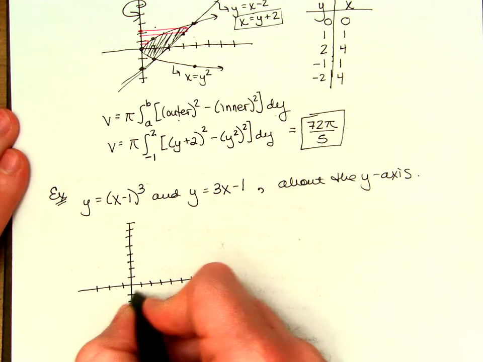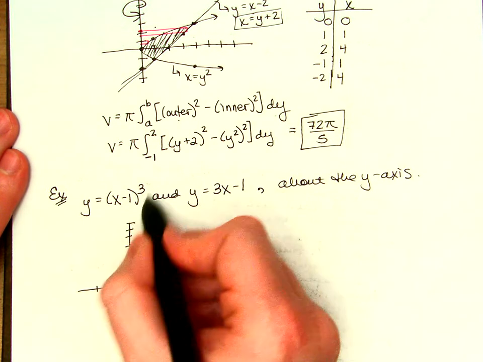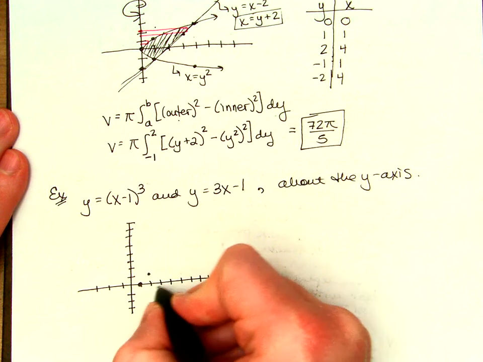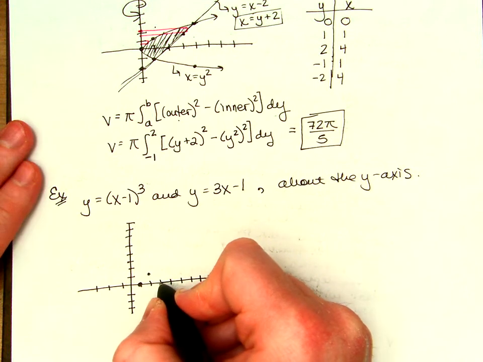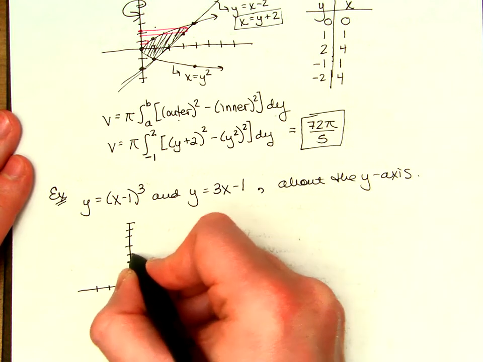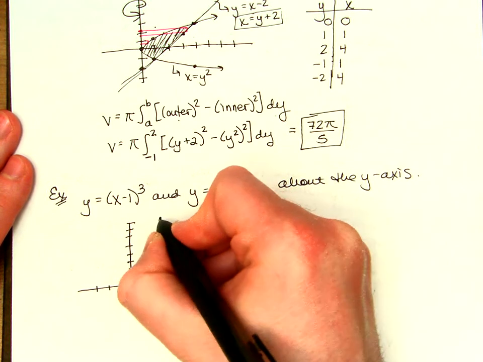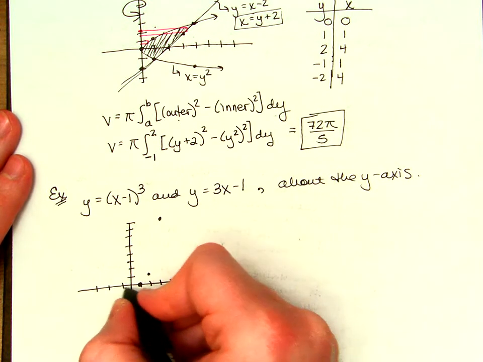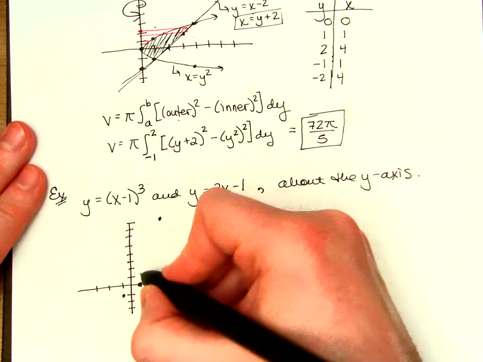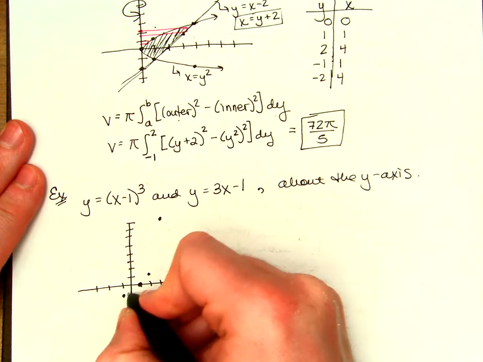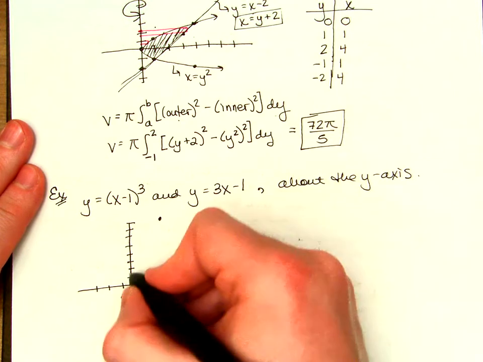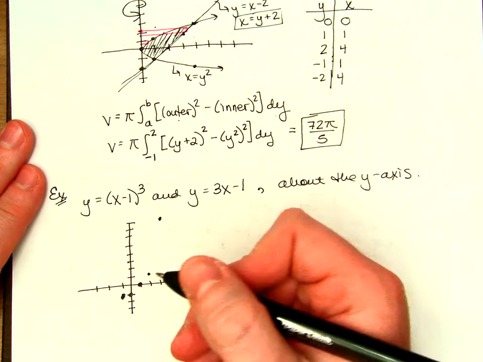So I've got the point 0, 1. I know this is a cubic function that was moved to the right one space. Got the point 2, 1. I've got the point 3, 8. 1, 2, 3, 4, 5, 6, 7, 8. Okay. Then over here, negative 1, negative 2. Wait, hold on. No, that's not right. Sorry, 0, negative 1. And then I'm just going to sort of stop with that.